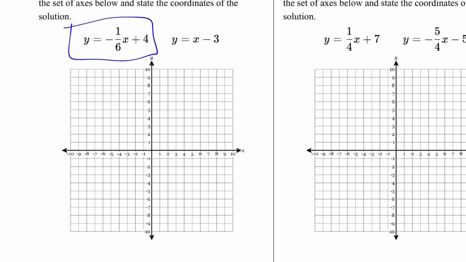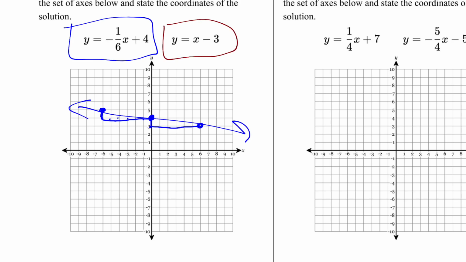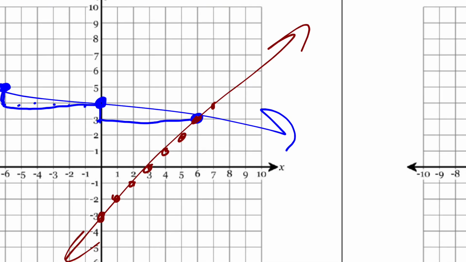Let's do this one first. 4, down 1, right 6. And let's go left 1, left 1, 2, 3, 4, 5, 6, and up 1. Can you see how it creates that same pattern? Whereas I'm going from left to right, it's down 1, right 6, down 1, right 6. There's my line. This one I start at -3, and my slope is 1. So I go up 1, right 1, up 1, right 1, and draw my line. Where do they cross? Here at 6, 3.